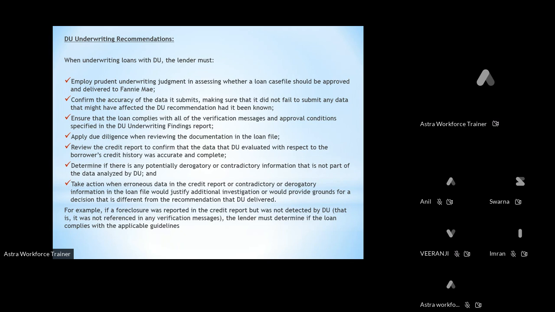Review the credit report. Go ahead. Review the credit report to confirm that the data that DU evaluated with respect to the borrower's credit history was accurate and complete. The DU also mentions the revolving accounts and the total debts of the borrower, and that has to be reflected in the credit report. While we review the credit report, we are calculating the monthly payment of the borrower. If it is not matching, we also need to escalate it.